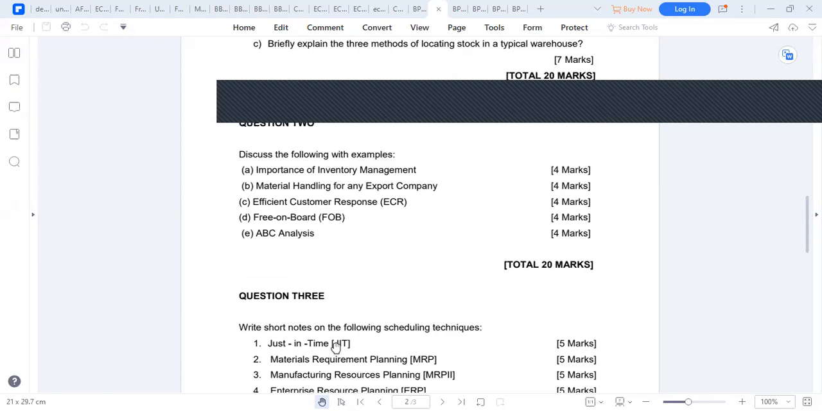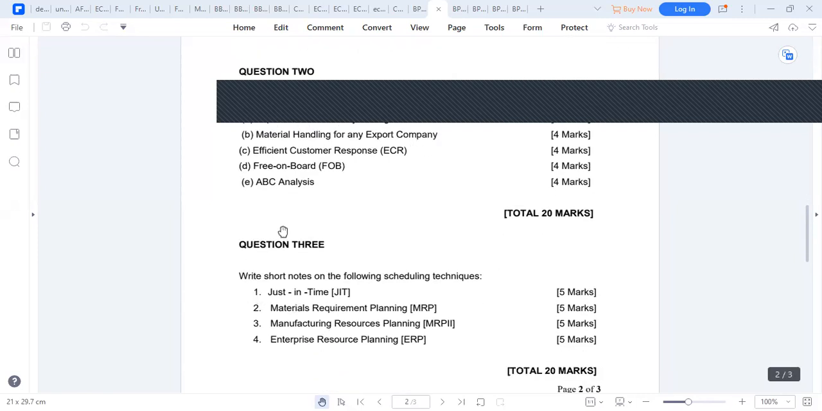Then we also have question 3, where you're being asked to write.